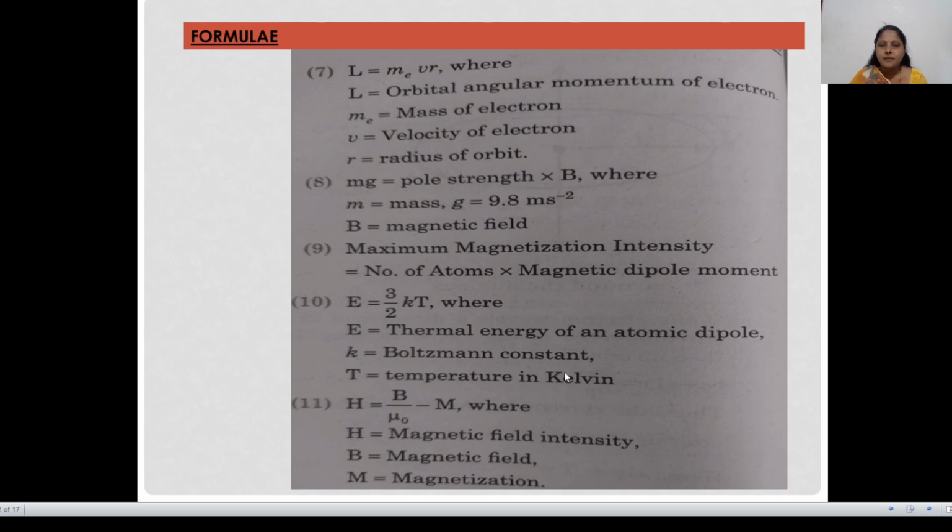Formula 9, maximum magnetization intensity is equal to the number of atoms into the magnetic dipole moment. 10th, E is equal to 3 by 2 kT, where E is the thermal energy of an atomic dipole, k is the Boltzmann constant, and T is the temperature in Kelvin. H is equal to B by mu 0 minus M, where H is the magnetic field intensity, B is the magnetic field, and M is the magnetization.